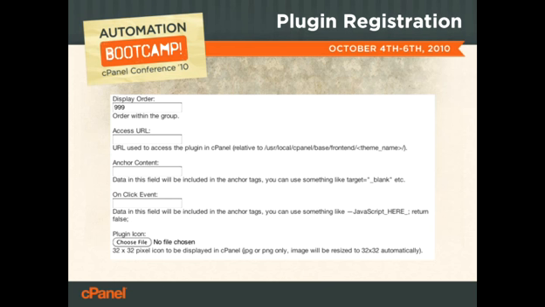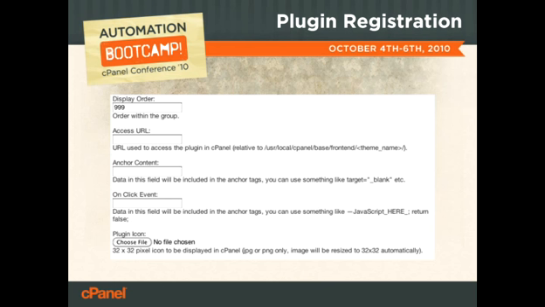Then we have the access URL, which is literally what you want to link to. On the site, we say that it needs to be a relative path to /usr/local/cpanel/base/frontend. This is not true. Rather, you can link to an absolute path to an external URL. And then we have the anchor content. This is any additional information inside the A tag of the link. Meaning that if you wanted to have target equals blank to have it open up in a new window, you can do that by adding that into this anchor content.